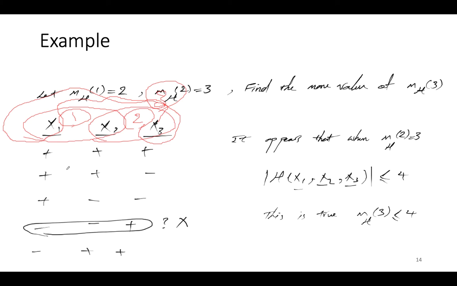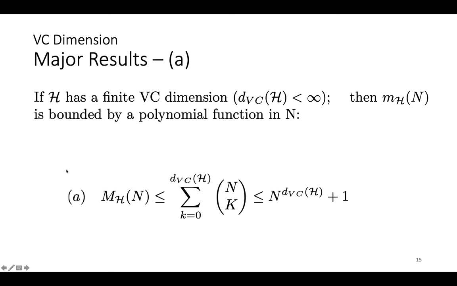So let's expand it to a million points and a more complex model like a neural network. So how are we going to use that in order to define a relationship between my E in and E out? So that's the reason we are using a VC dimension for that. All right, let's talk about the result of VCD now. So there are two major results by having a VCD, okay?